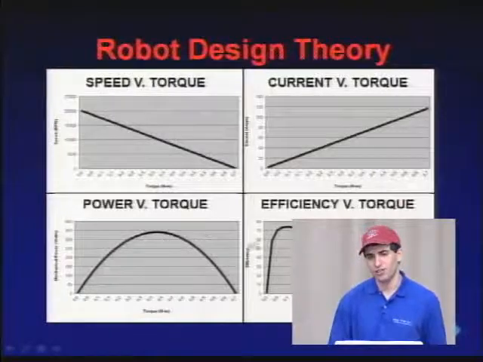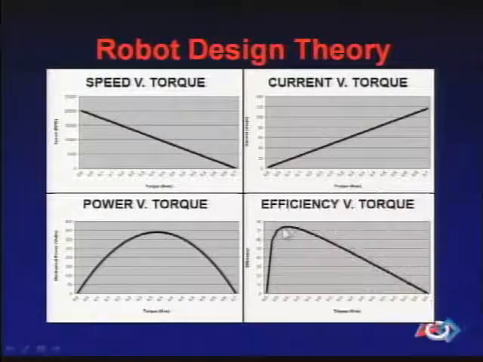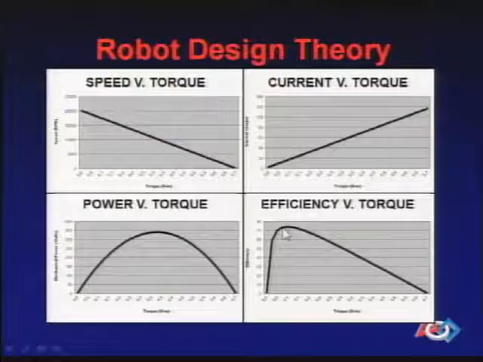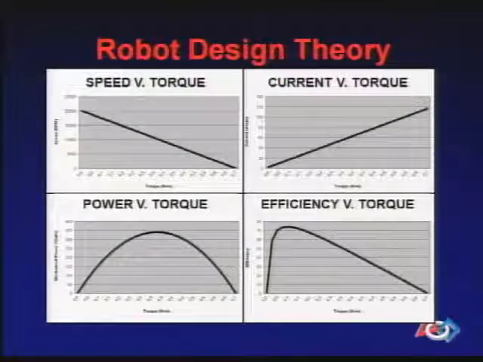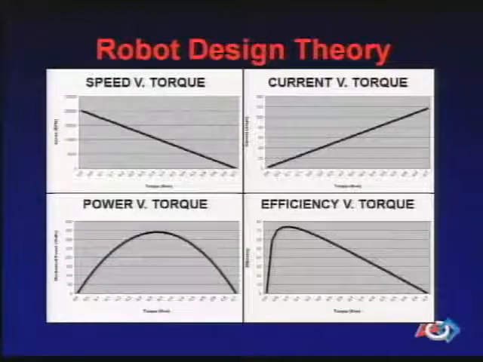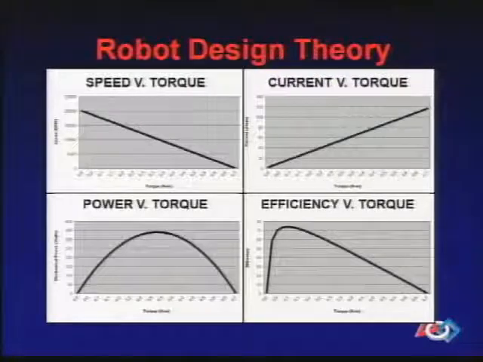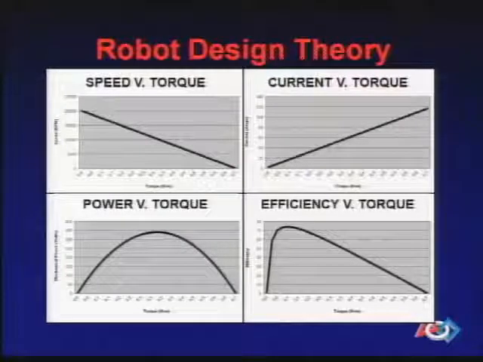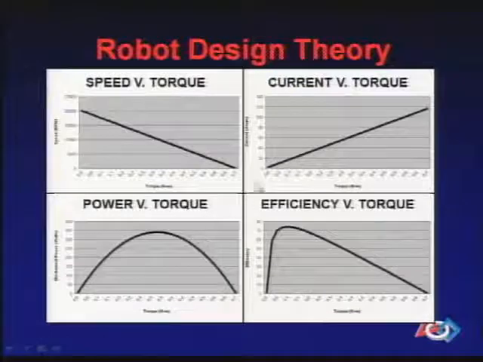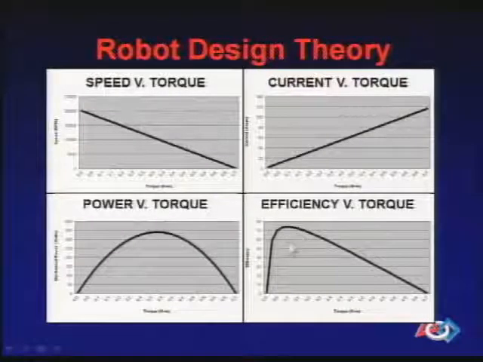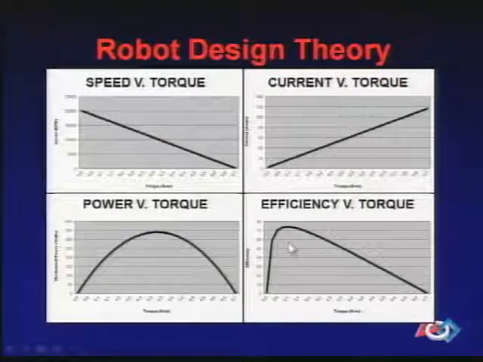And the final thing you have to look at is efficiency, which is this graph here. Efficiency is the mechanical power that you're getting out of the motor divided by the electrical power you're putting into it. And the electrical power is equal to the voltage, which on your robot is pretty standard at 12 volts, times the current. So basically you have the mechanical power, this graph here, divided by the current graph. And you get this graph, which shows that you have this peak efficiency, which on electric motors tends to be on the low end of the torque range.